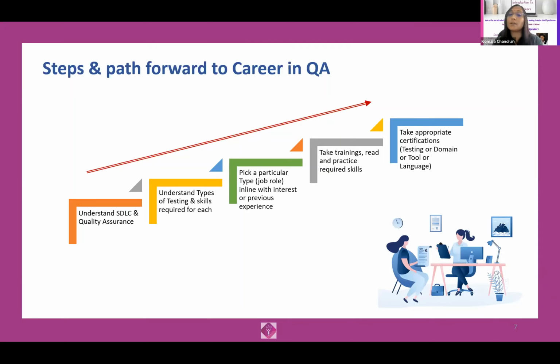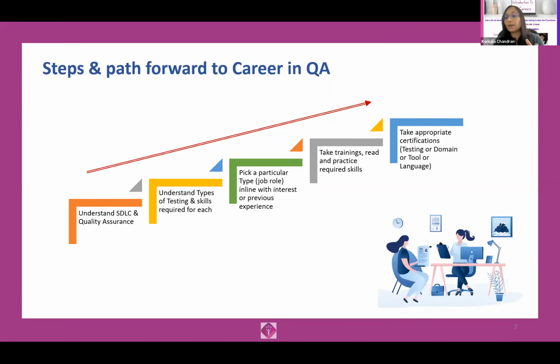So once you have done all these things, see if you can take certifications, because certifications will push you ahead in the job search, and it will be an excellent addition to your resume. There are various certifications on just testing or even domains. Say I want to get into the banking or money laundering domain.